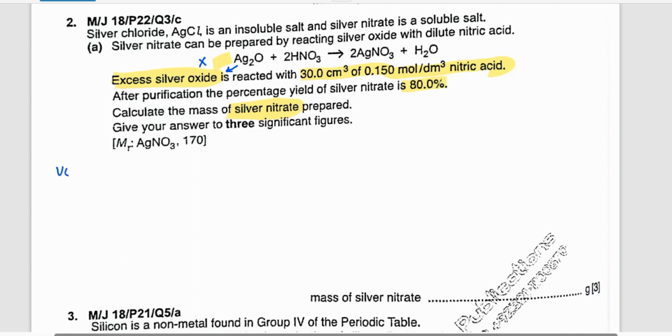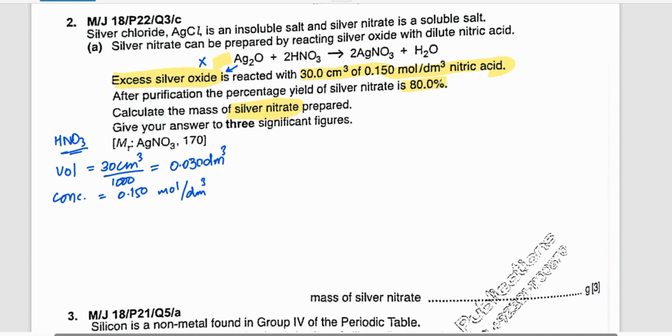So what is the volume? Volume is equal to 30 cm cube. I have to convert it into dm cube, so divide by 1000, it becomes 0.030 dm cube. Am I right? So next is its concentration. Concentration is 0.150 mole per dm cube of HNO3. This is all about HNO3.